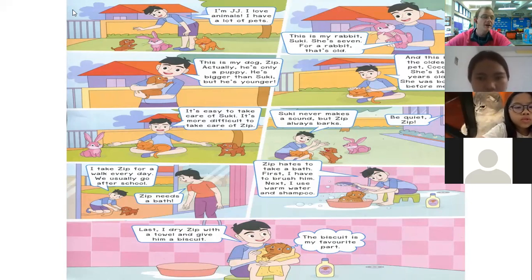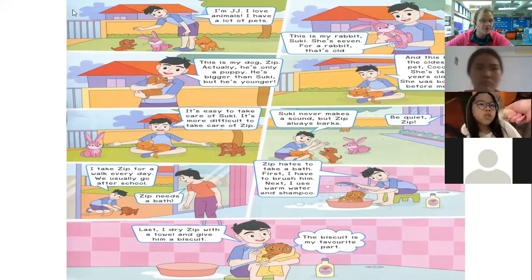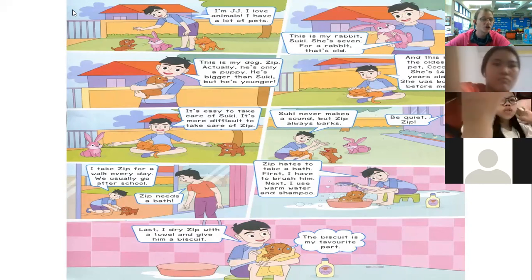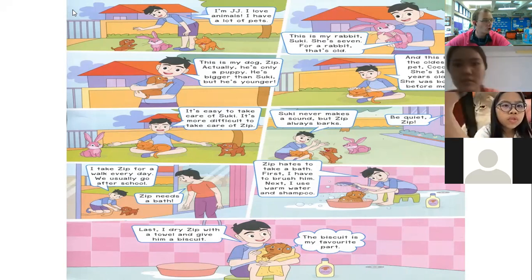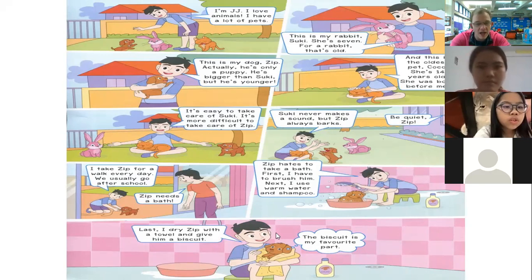So I'm JJ. I love animals. I have a lot of pets. This is my rabbit Suki. She's 7. For a rabbit, that's old. So here they just use a normal adjective. A normal adjective is old, explaining the age of the rabbit.